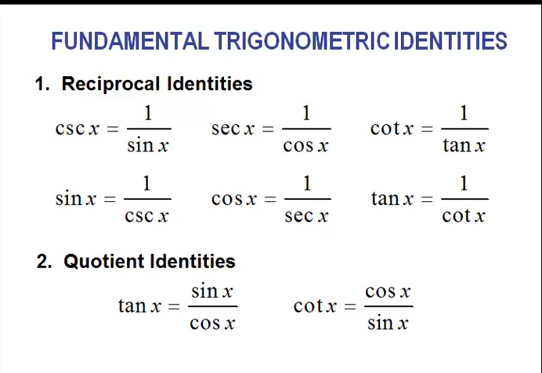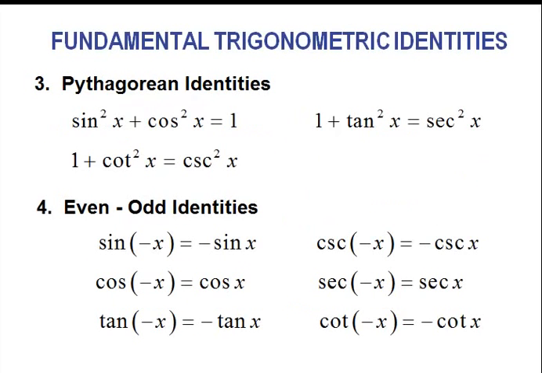We already know the simple ones. We know that cosecant is 1 over sine, secant is 1 over cosine, cotangent is 1 over tangent, etc. We know that tangent is sine over cosine and cotangent is cosine over sine. Those should be in your back pocket. Here are the new ones.